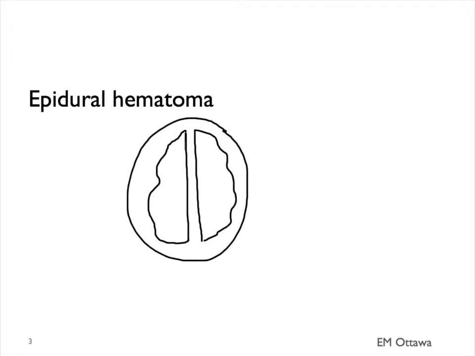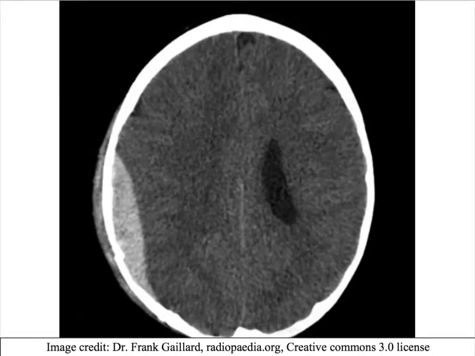First, epidural hematoma. An epidural hematoma, as you might remember, is on top of the dura. Since the dura is deeply attached to the inner table of the skull, the blood will look lentiform. On a CT head, it will look like this. The white is the epidural hematoma.